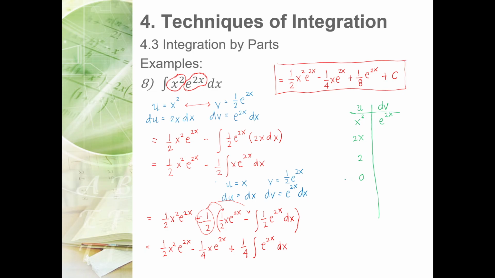So we stop here because it's 0 already. There's no sense, di ba, in continuing to derive 0. Okay, so next would be the integrals, which is on the second column.